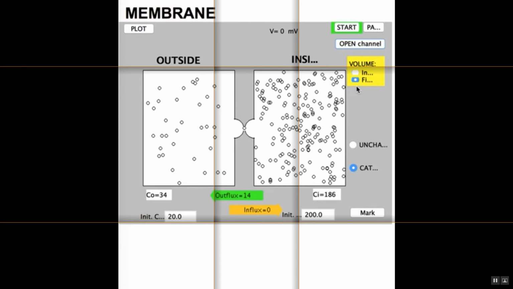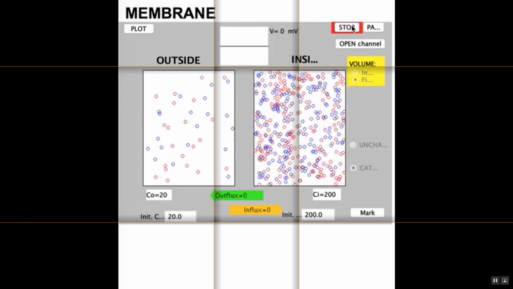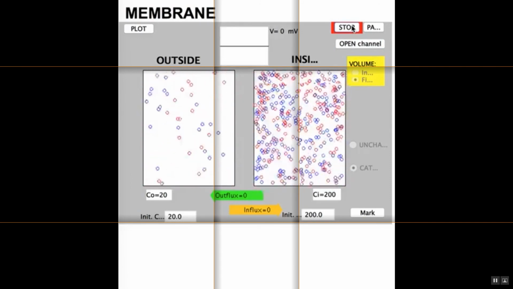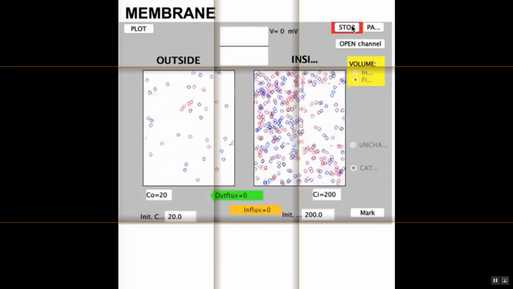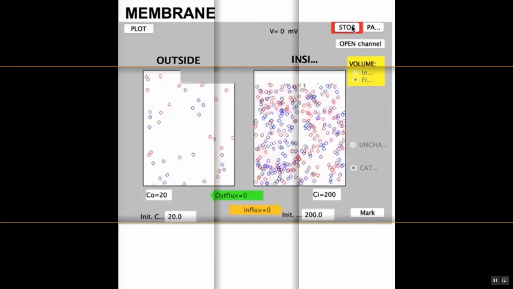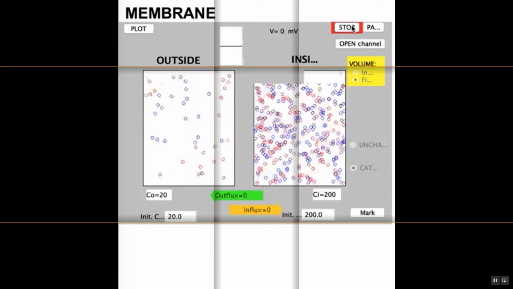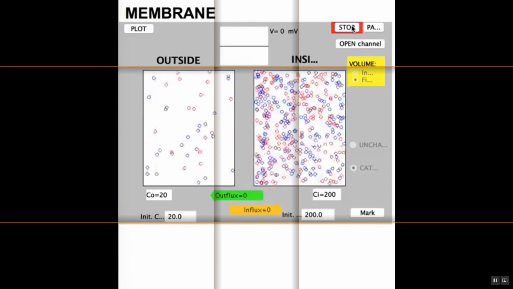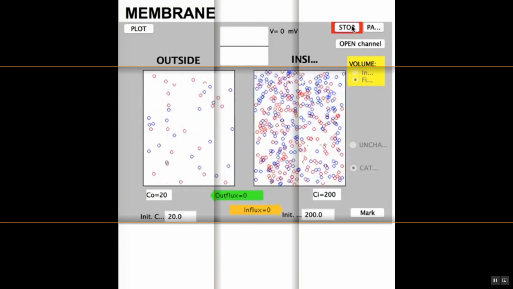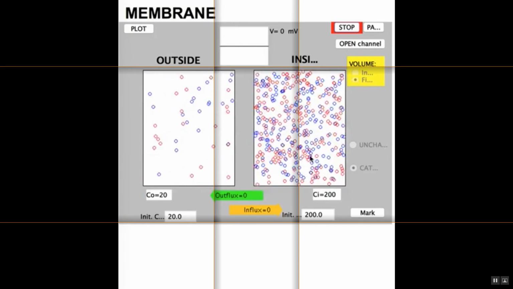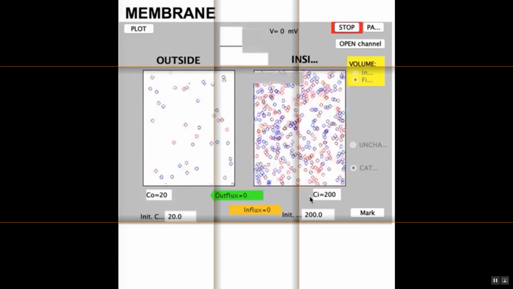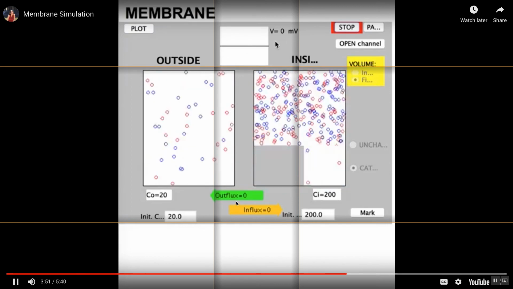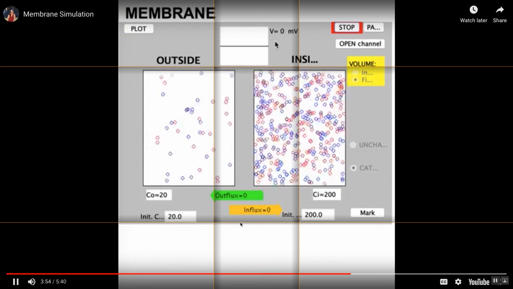Finite volume, start it up. Notice that there are no ions moving across the membrane, so the membrane voltage is 0. Remember, you can't have a membrane voltage if there are no ions moving across the membrane. So the channel's closed, and the membrane voltage is 0. We've got 200 millimolar on the inside, and we're only looking at the red ones. This is like potassium. We have 20 millimolar on the outside. You can take a look at the outflux and the influx. And again, the membrane voltage is at 0.